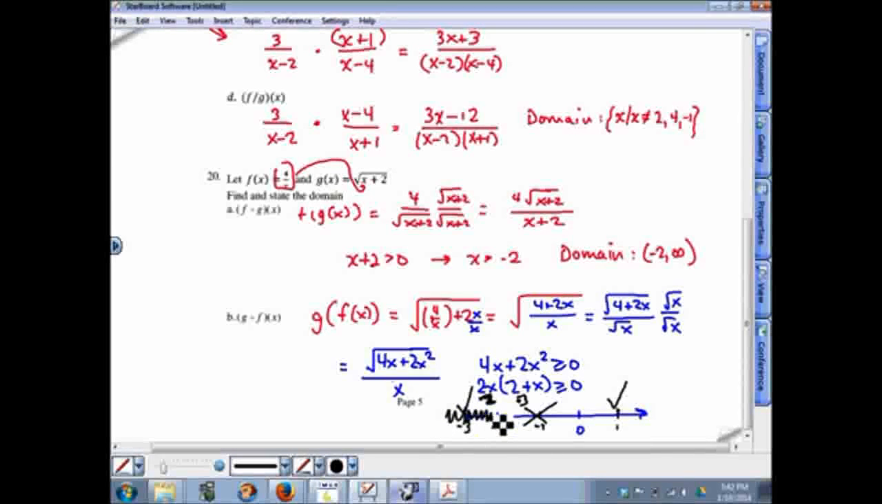So we need all of the numbers on that interval, and we need all of the numbers on this interval. And since it's greater than or equal to, we would normally include the endpoints. So we're going to include this endpoint of -2, but we're not going to include that endpoint of 0 because x cannot be 0. So the domain is from negative infinity to negative 2, union parenthesis 0 to infinity.